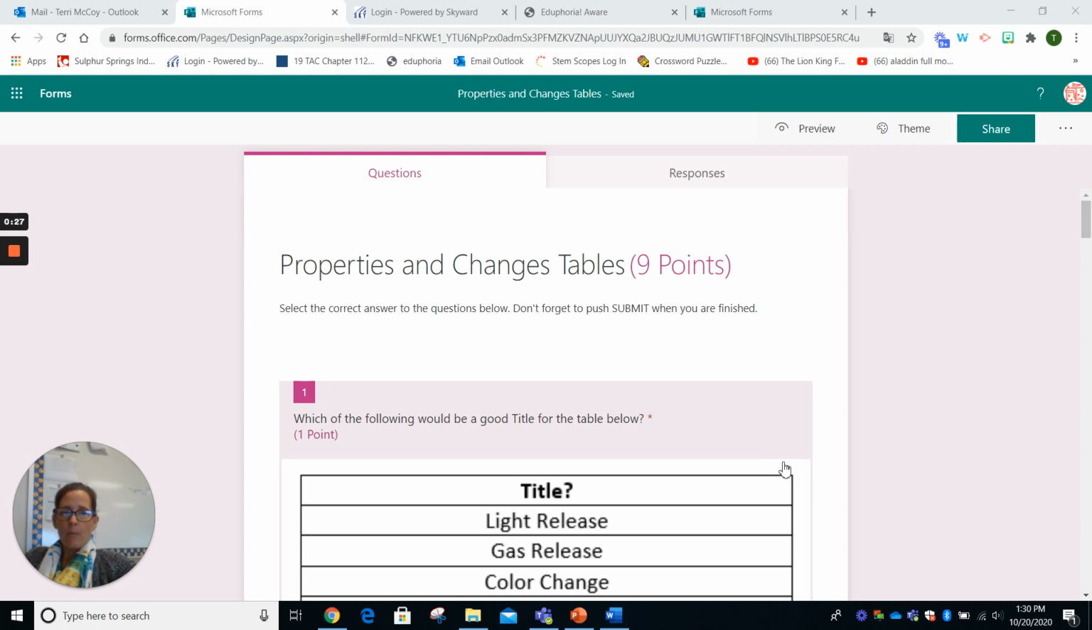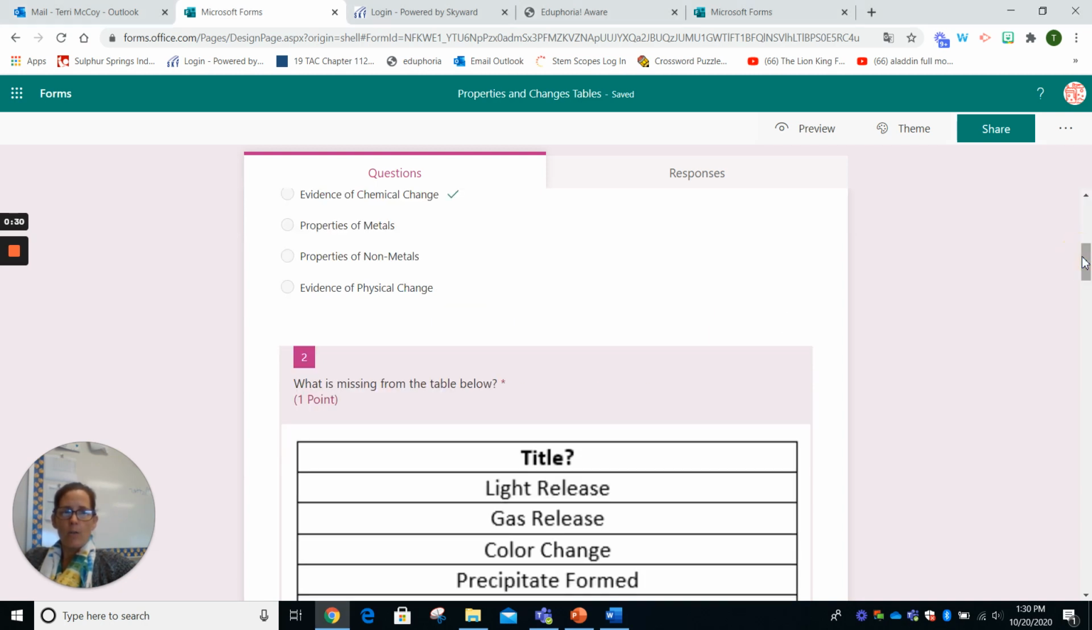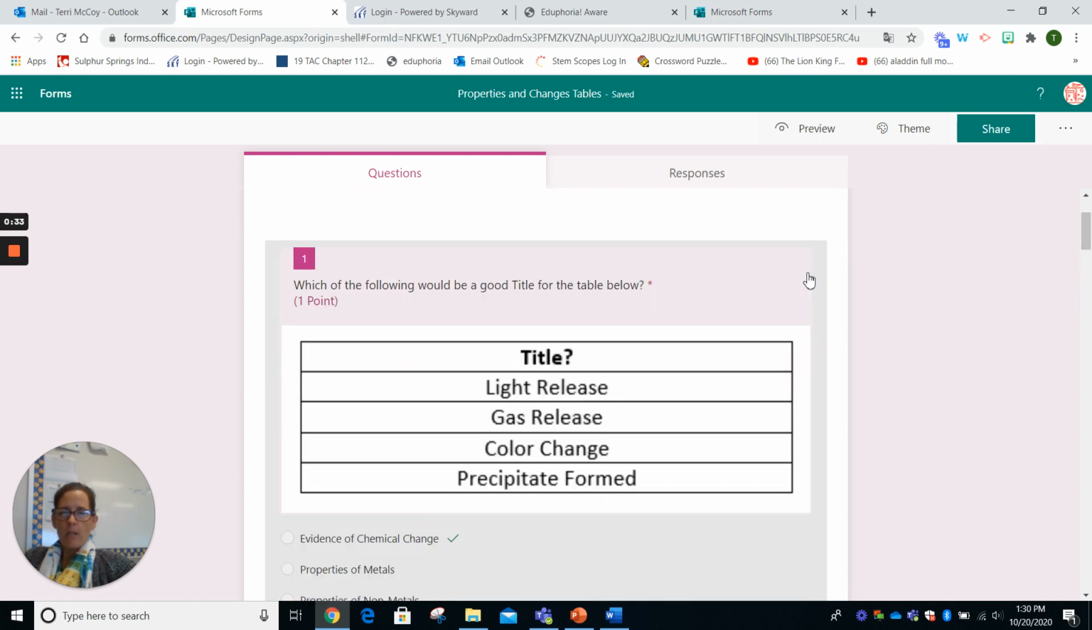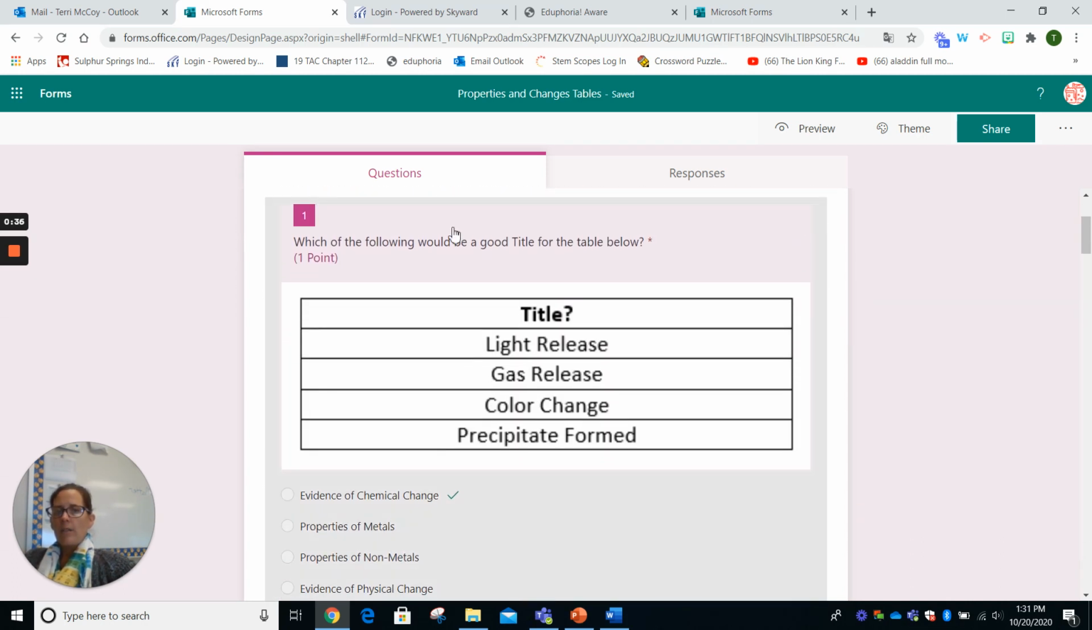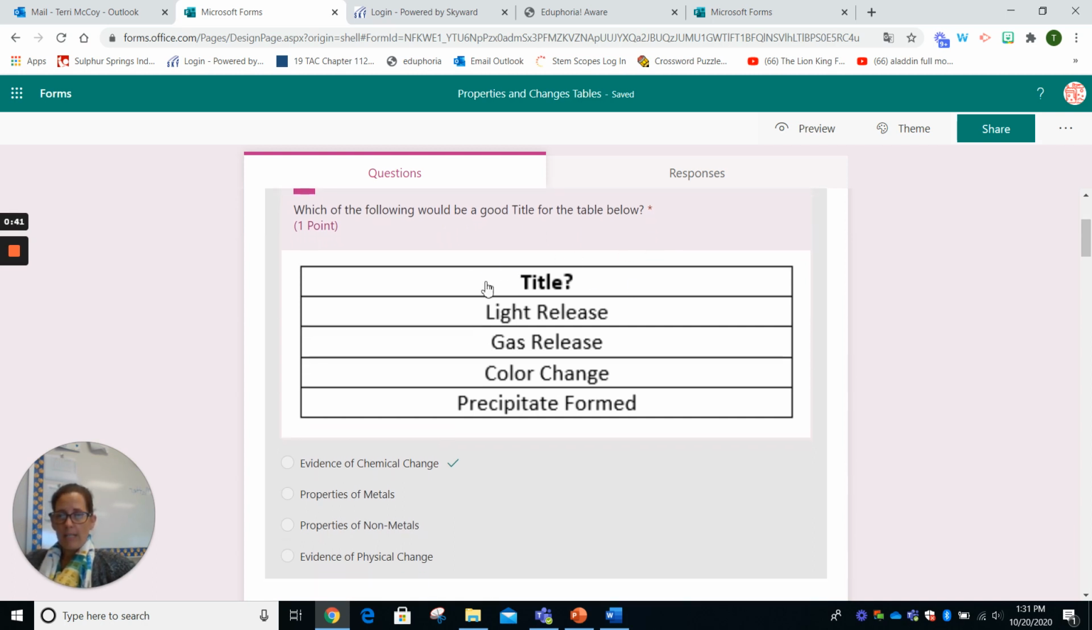What we're going to do in this assignment is read the questions, look at the tables below, and answer those questions. Question number 1 says, which of the following would be a good title for the table below? We've got a spot for a title. We have gas release, light release, color change, and precipitate formed. Our answer choices are evidence of a chemical change, properties of metals, properties of nonmetals, or evidence of a physical change. Hopefully all 4 of these things are really familiar to you.